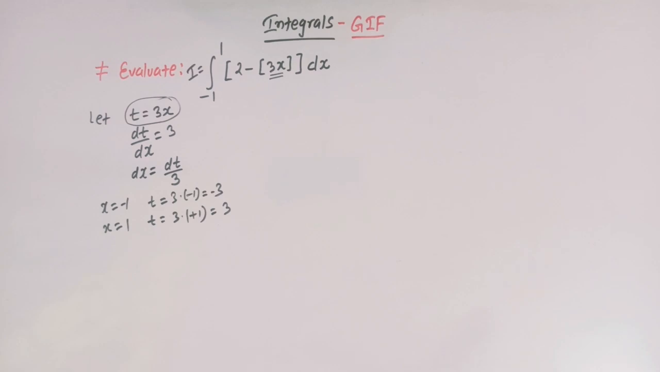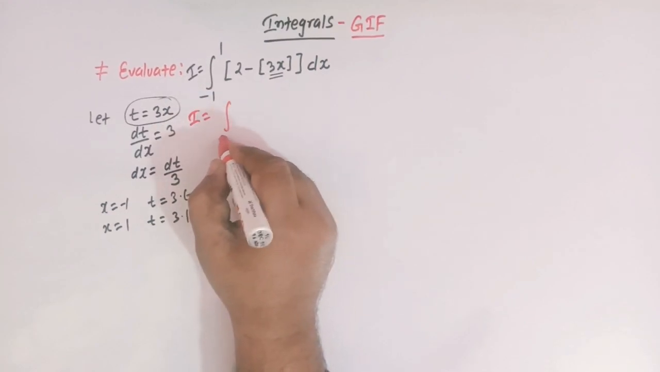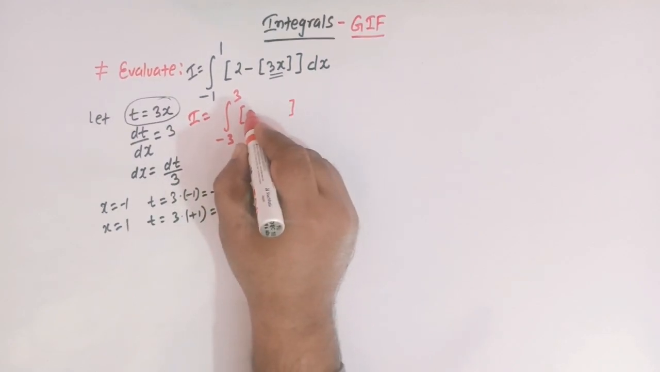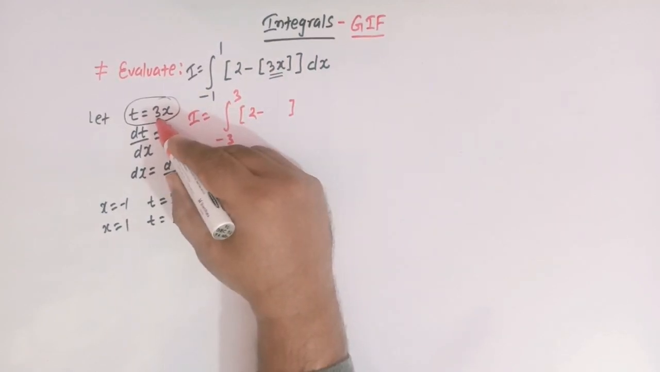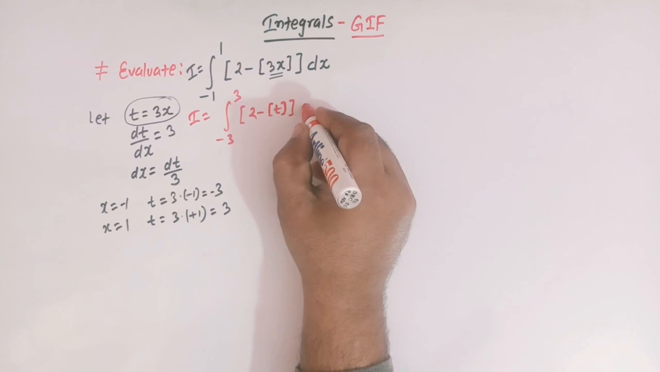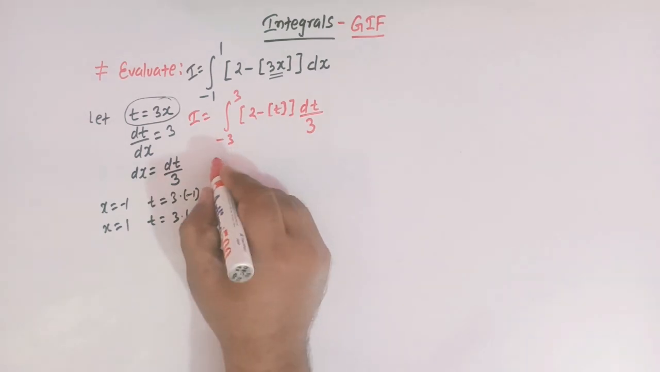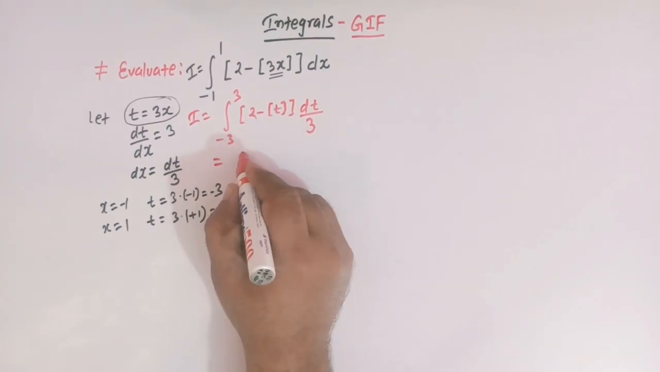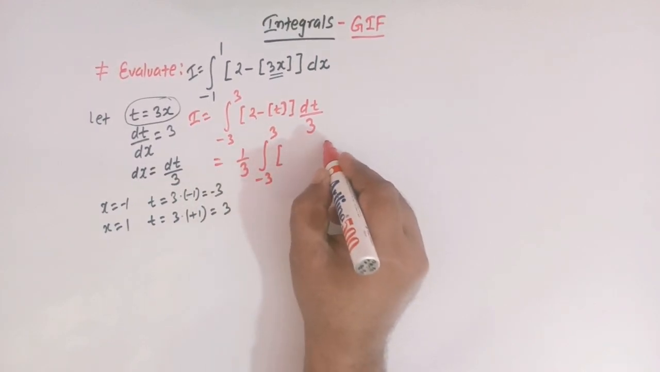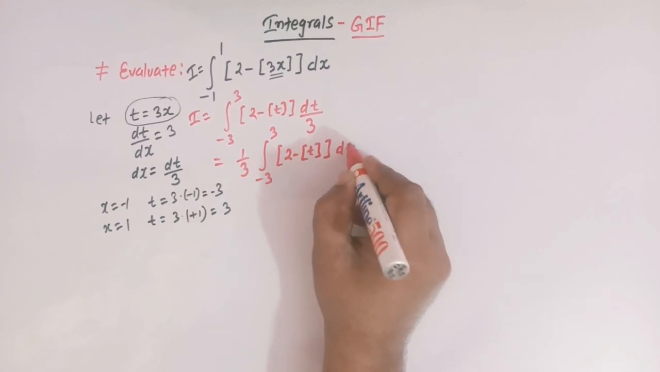Now we can rewrite this integral as I equal to the integral from -3 to 3 of the greatest integer of 2 minus, taking 3x equal to t, the greatest integer of t, with dt over 3. So we can write this integral as 1 over 3 times the integral from -3 to 3 of the greatest integer of 2 minus the greatest integer of t.